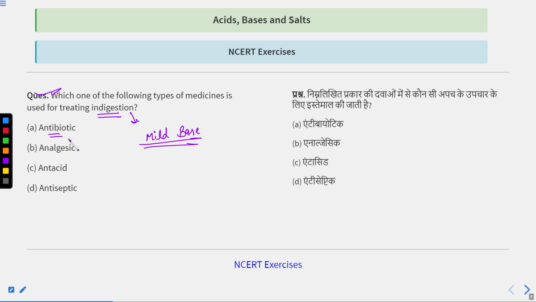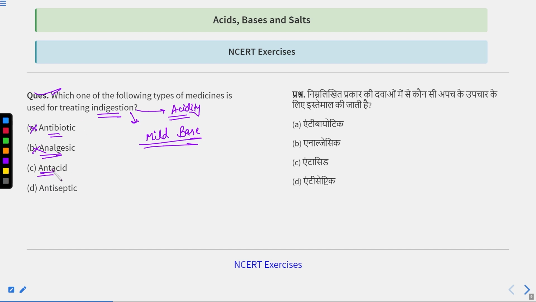Antibiotics are those medicines which are used against bacterial infections. So this is not the answer, because we need something for acidity. Analgesics are those category of drugs which are used in severe pain, to relieve pain, like a severe headache.